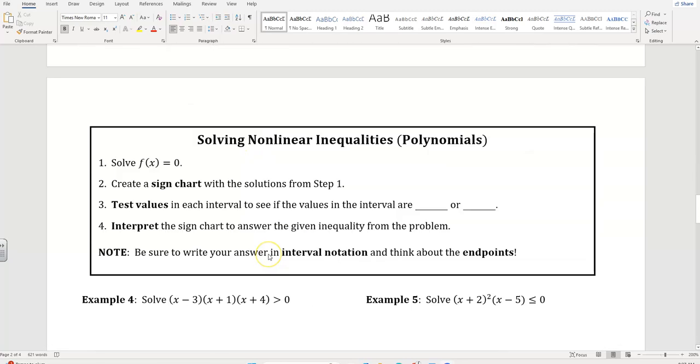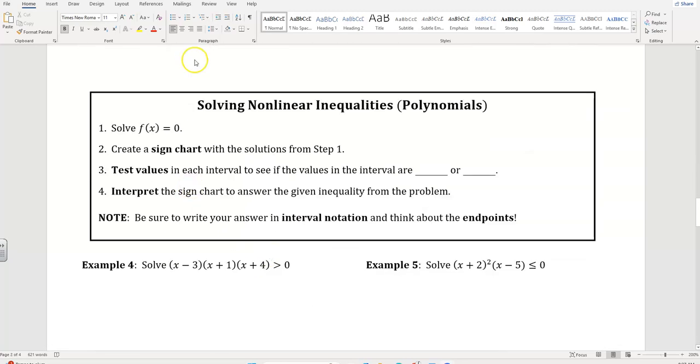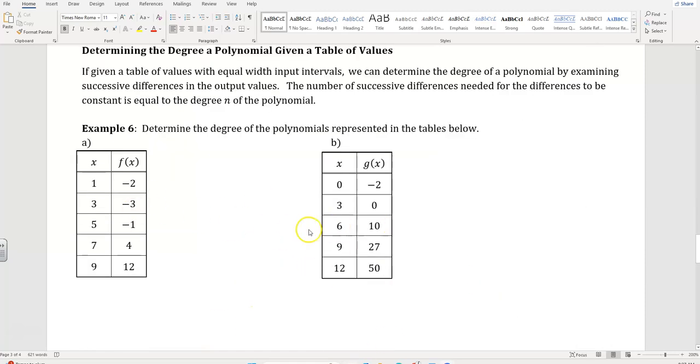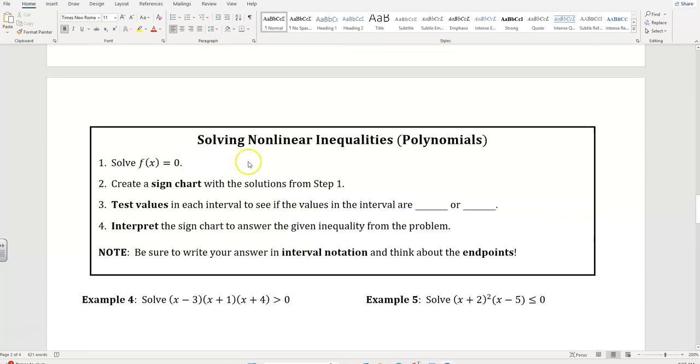We did this. I skipped this part, right? And we did the tables down here at the bottom. Okay, so we need to go back to solving nonlinear inequalities.